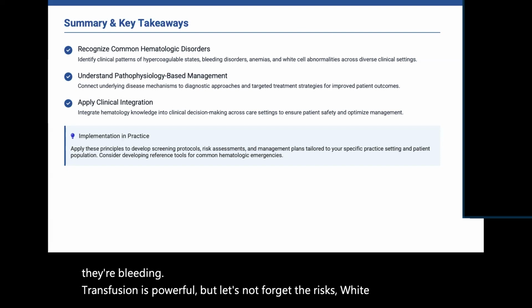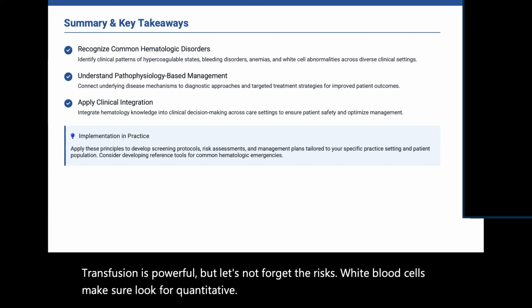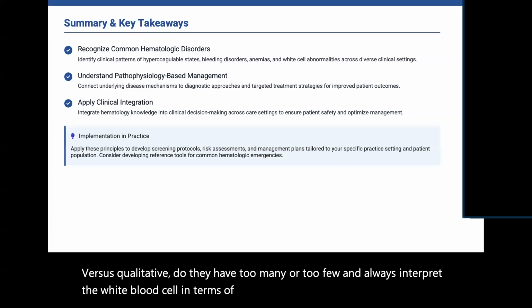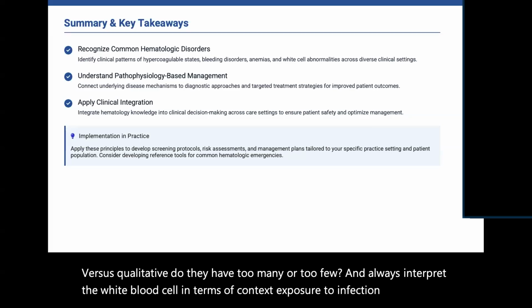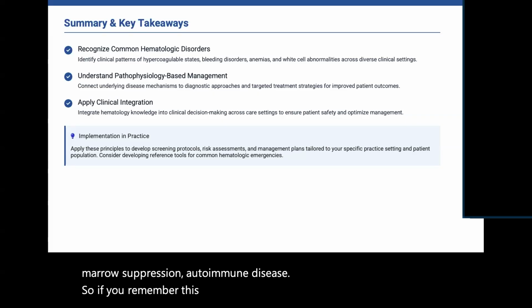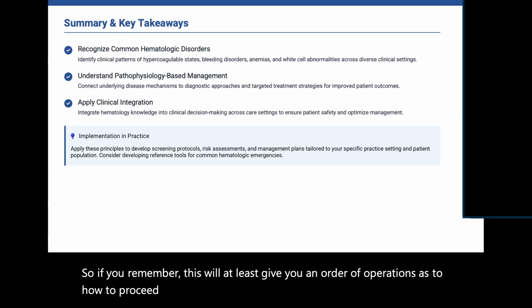White blood cells, look for quantitative versus qualitative. Do they have too many or too few? And always interpret the white blood cell count in terms of context: exposure to infection, drugs, marrow suppression, autoimmune disease. So if you remember this, this will at least give you an order of operations as to how to proceed with immune or hematologic issues.